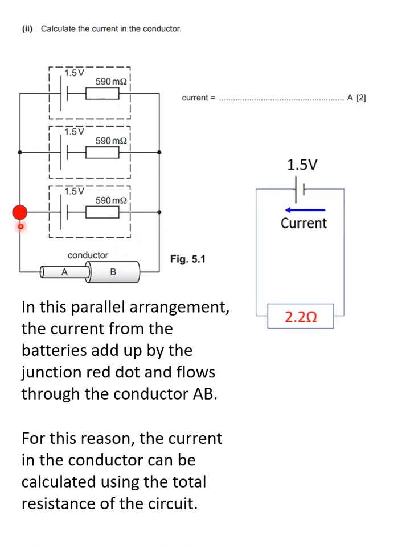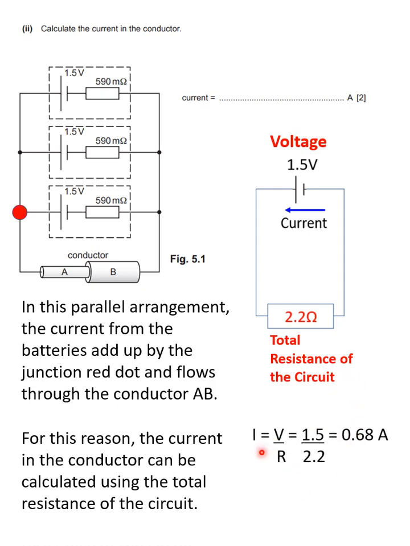To summarize this circuit, I draw this one for you. 1.5 volts in parallel, and the total resistance of the circuit, which is 2.2 ohms. So this is the voltage, and this is the total current of the circuit. The current can be calculated by V over R, which is Ohm's law for current, 1.5 divided by 2.2, and we have a current equal to 0.68 amps. So this is the current that is flowing through the conductor.